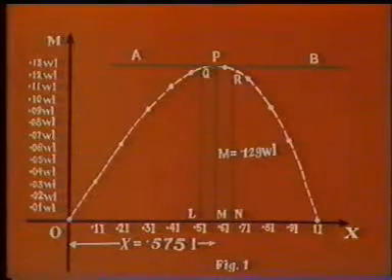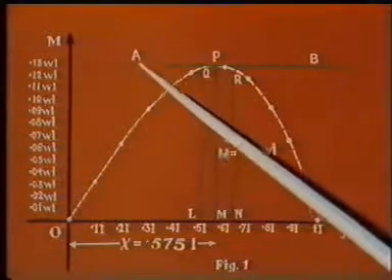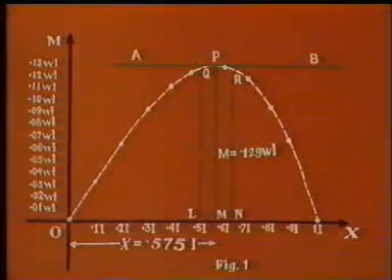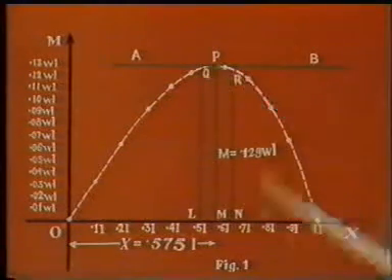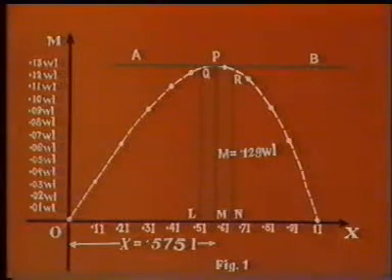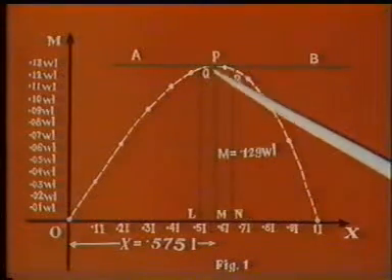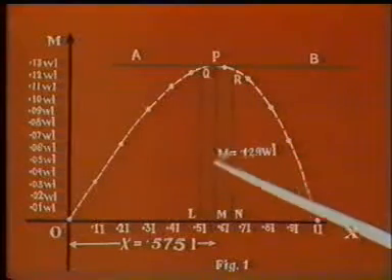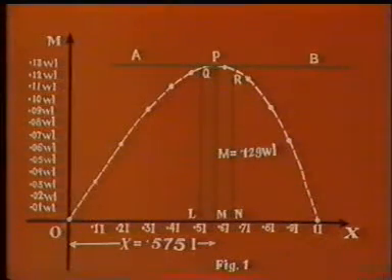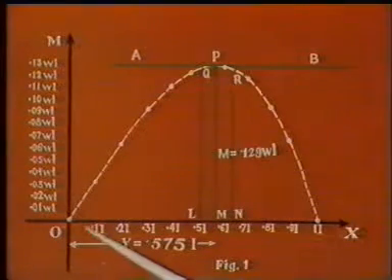To obtain the point at which the bending moment M is maximum, we draw a line AB parallel to the x-axis, touching the curve at its highest point. This point is P. From the point P, we draw a perpendicular line PM. Thus, the maximum bending moment is represented by PM and the corresponding value of x is represented by OM.